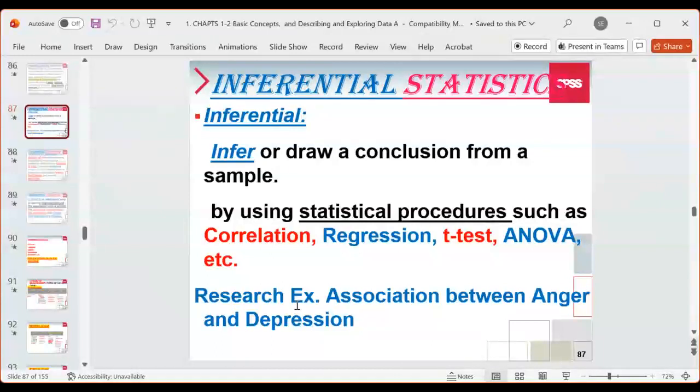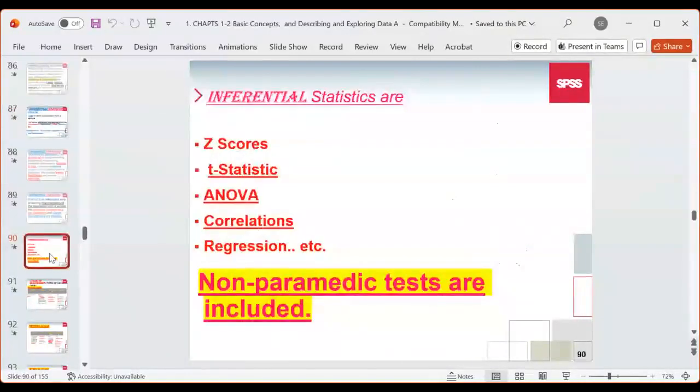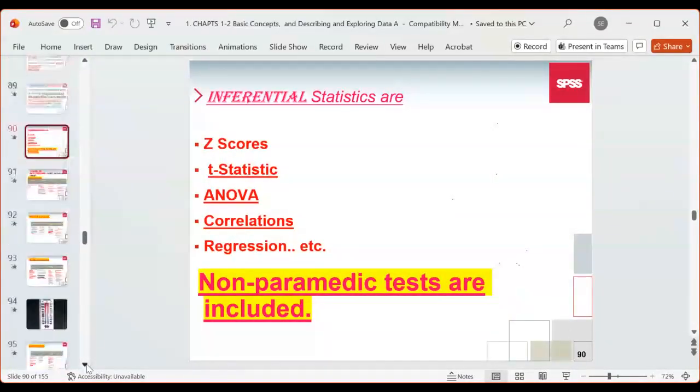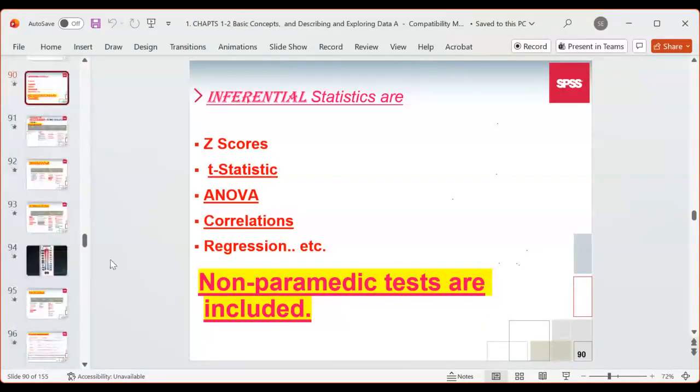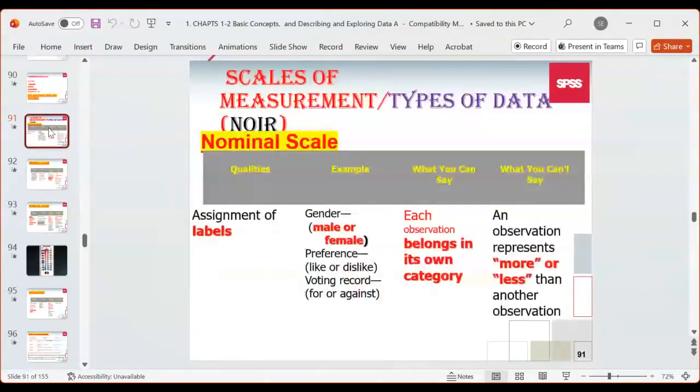That's another example. And then this is some example of, again, inferential statistics that we will cover as soon as we get the descriptive statistics out of the way.